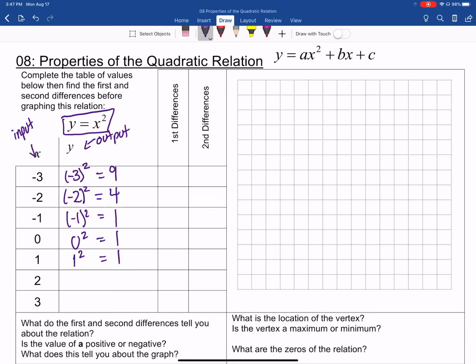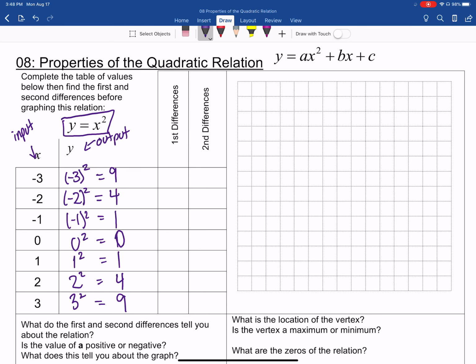One squared equals 1, 2 squared equals 4. Oh, 0 squared is 0, sorry about that. And then 9 again. And then we do the first differences.